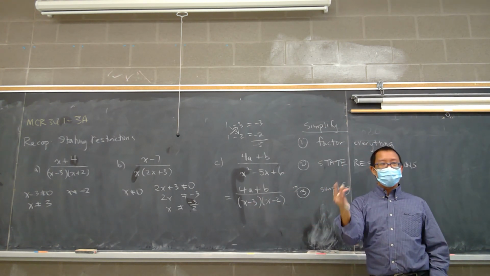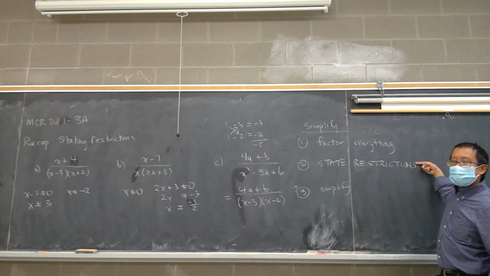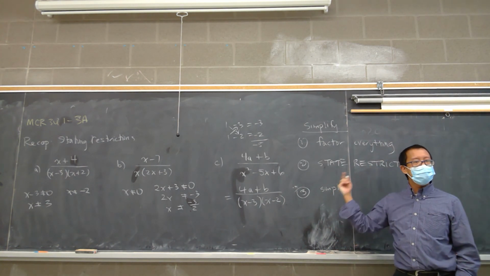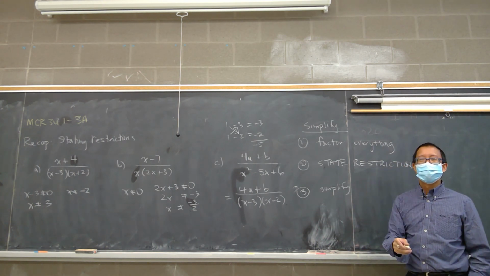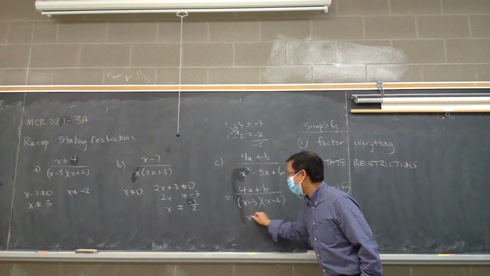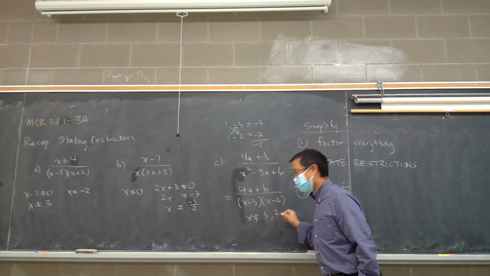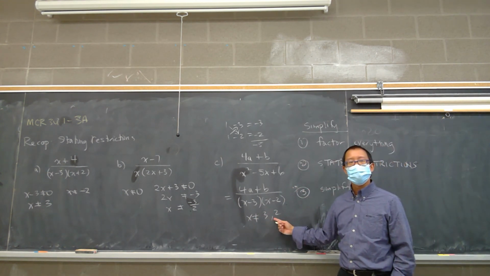But now that Omar's done the hard stuff, step 2, different volunteer, perhaps a young lady might help us out. What are the restrictions? Nora? 3 and 2. Nicely done. X cannot equal 3 or 2. And that's how you say it, ladies and gentlemen, okay?